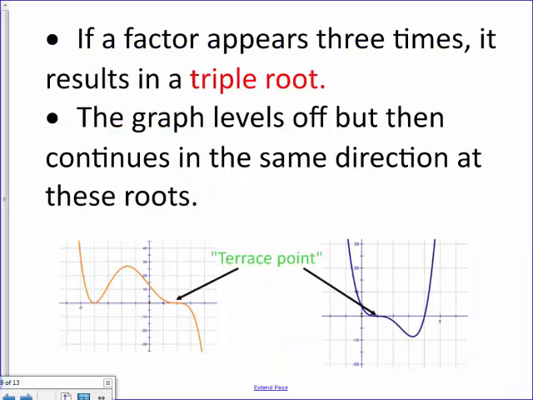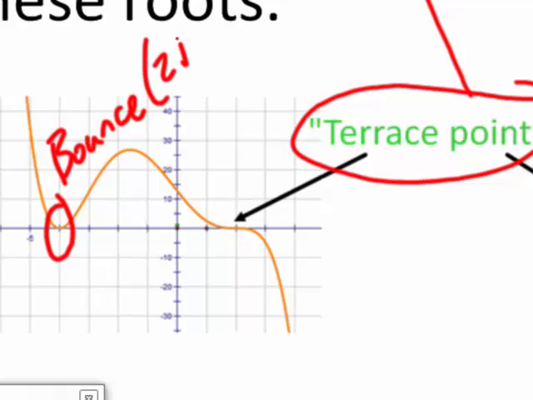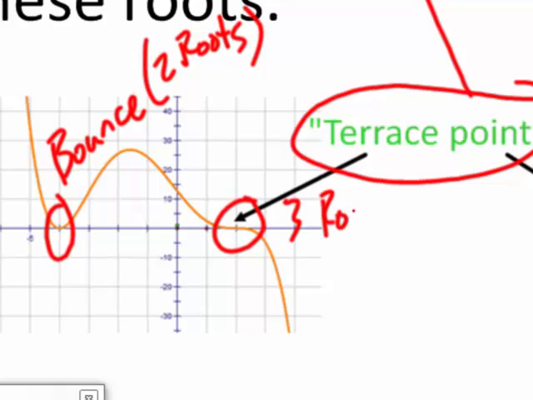And then there's also triple roots, right? That's where we're looking for terrace points. Okay, so bounces for double, terrace for triple. So if I look at this left one, here we have a bounce. So there's 2 roots. And here is a terrace point, right? So there's 3 roots there. And there's no other spots that it crosses. And let's see, it started up and it ended down, so it's got to be odd. I'm guessing it's going to be a 5th degree, right? 2 roots, 3 roots for a total of 5.